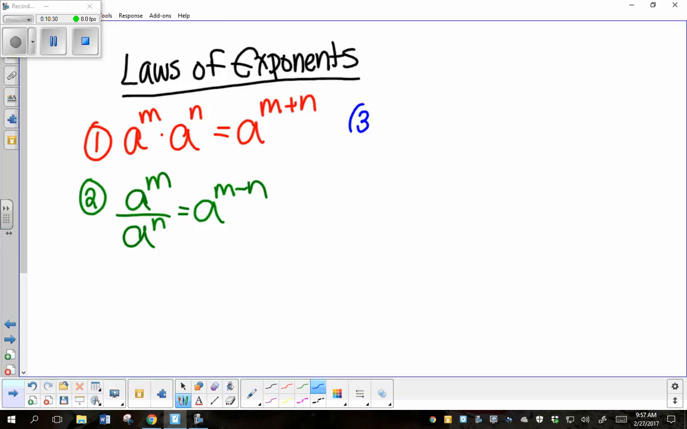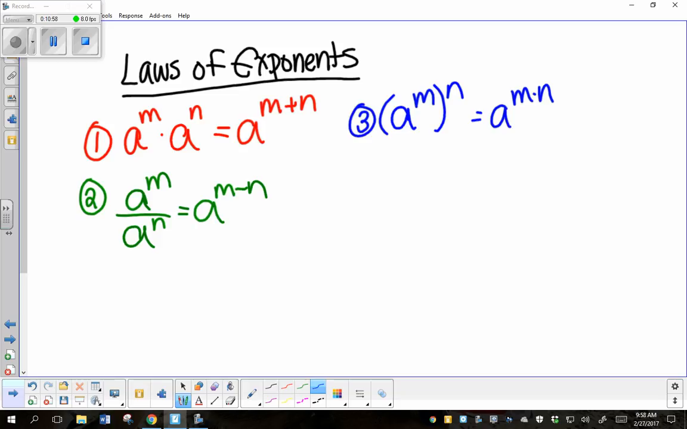And then the third one, there are four total, is if we have a power to a power, like a to the m raised to the power of n. What do I do? Add them or multiply them? Multiply them. So this is a to the m times n.